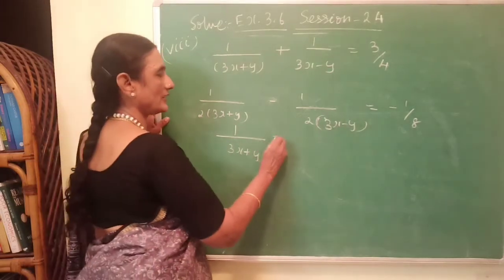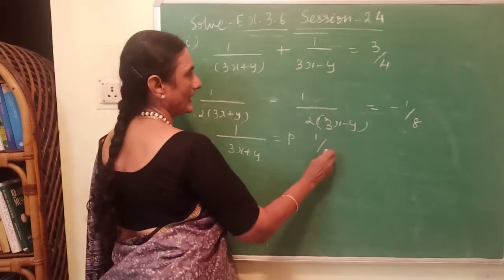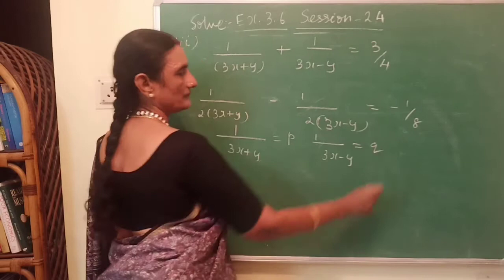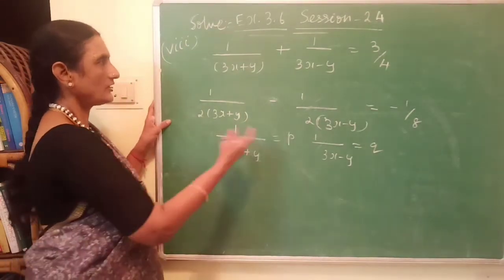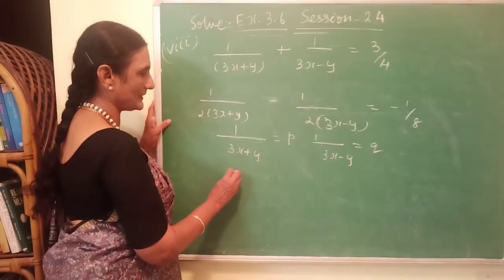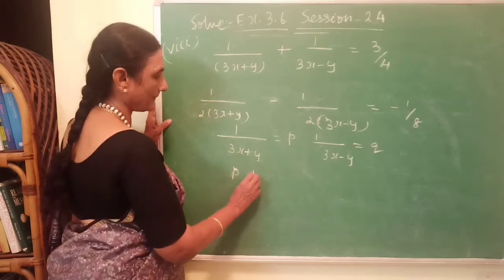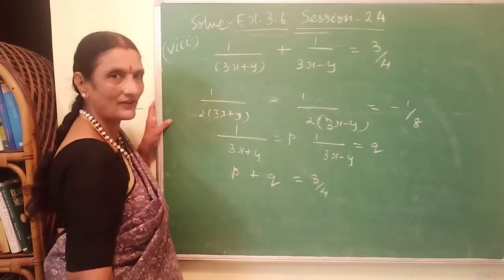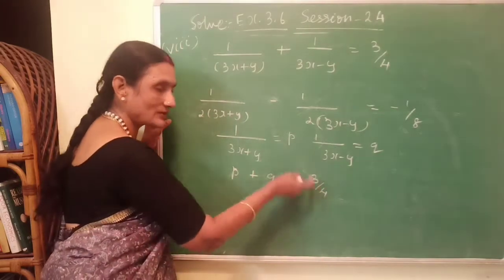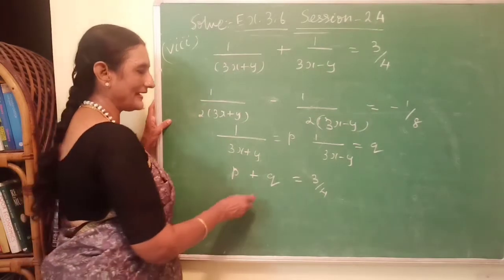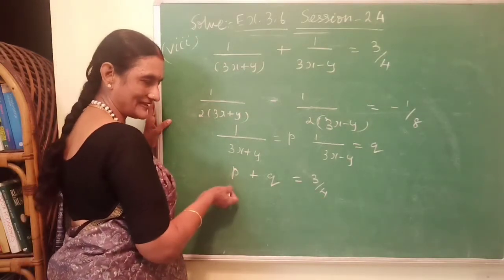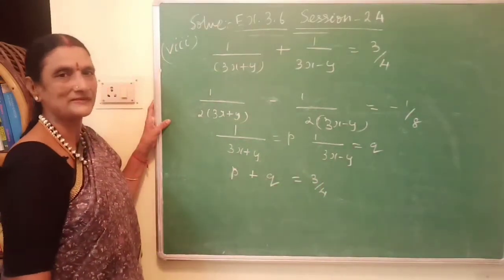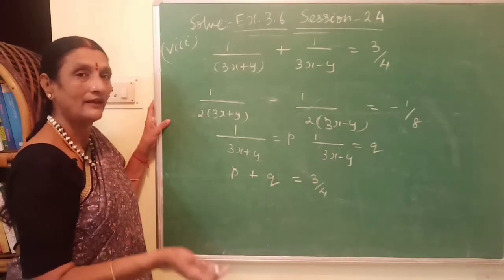Okay. So this is equal to p and 1 by 3x minus y, so that is equal to q. We can write like this. So if you write, the first equation becomes p plus q is equal to 3 by 4. Are you understanding? So now it has to be balanced. So how do we balance? We can take the common denominator. That way we can multiply the whole 3 terms by 4. Either way you can manipulate.